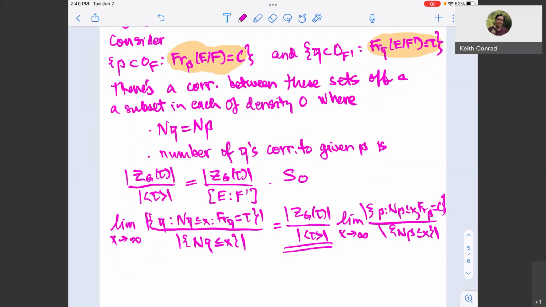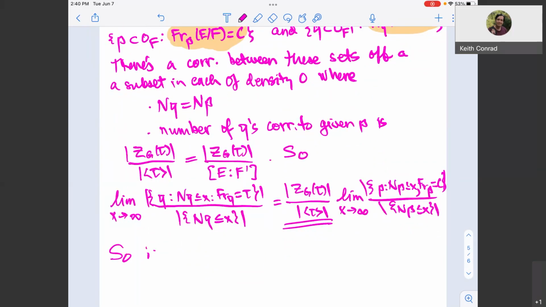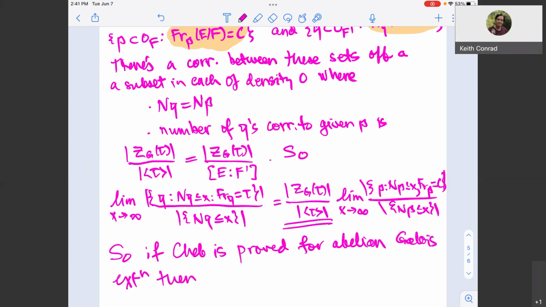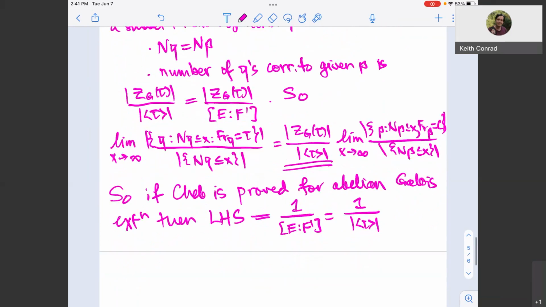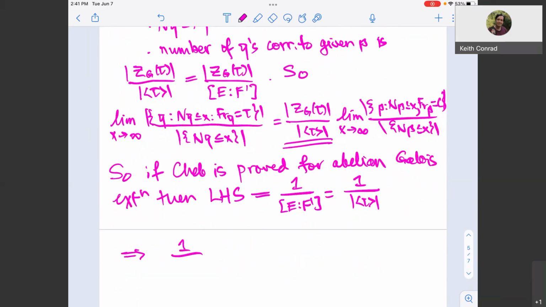Well, if we already knew the Chebotarev density theorem, if it's proved for abelian, hence cyclic, Galois extensions of number fields, then that means that the left-hand side is actually equal to 1 over the degree of the extension. That's 1 over the number of powers of tau. And so that makes the left-hand side equal to the right-hand side.